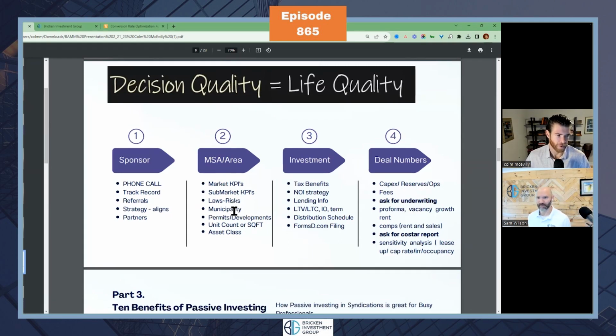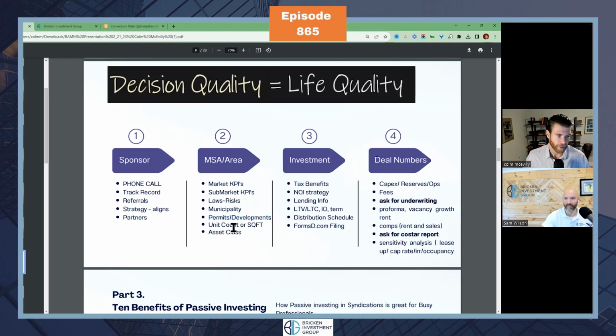Municipality. So this has to do with understanding different laws. There are some really good websites for understanding the amount of permits and developments that are coming in your area. That's really important, because if you have a development that's huge, 200, 300, 400 units going in across the street, you're probably going to have to give up a couple months of free rent. That's going to kill your cash flow for the first year. So that's something to think about.